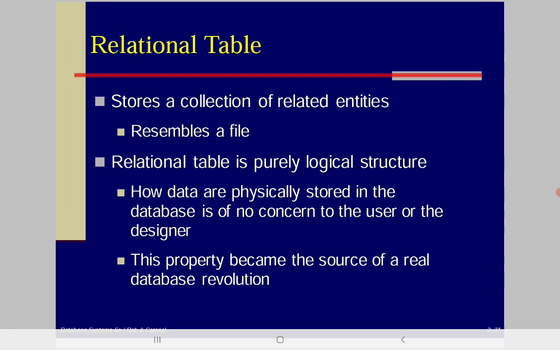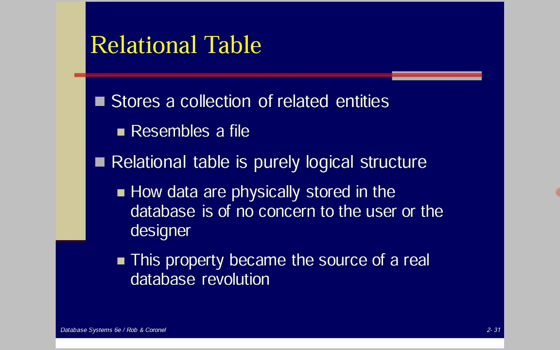So relational table. What is a relational table? Stores a collection of related entities. Generally it is used to store a collection of related entities, resembling a file. Relational table is a purely logical structure. How data are physically stored in the database is of no concern to the user or the designer. This property became the source of a real database revolution.